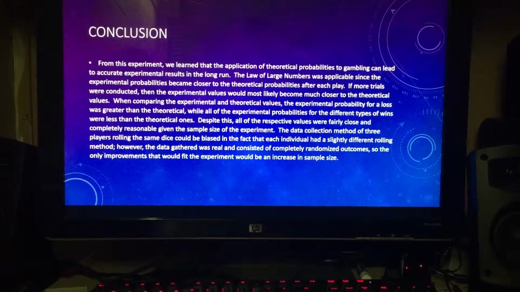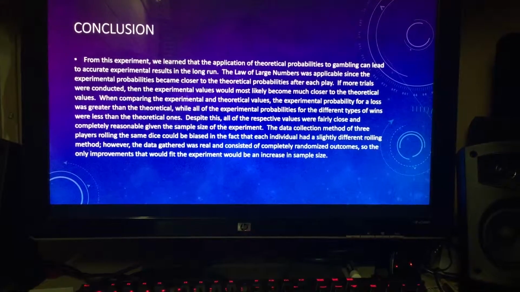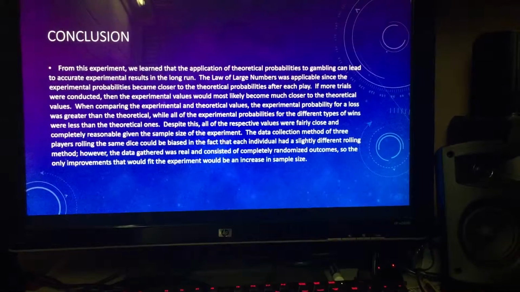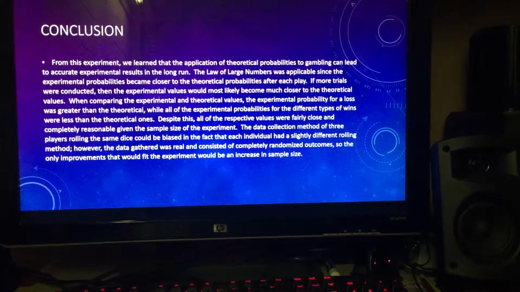Also, the data collection method of the 3 players rolling the same dice could be biased in the fact that each individual had a slightly different rolling method. However, the data gathered was real and consisted of completely randomized outcomes, so the only improvements that would fit the experiment would be an increase in sample size.